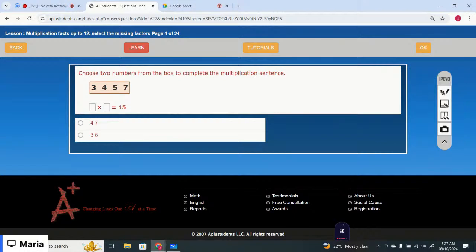Choose two numbers from the box to complete the multiplication sentence. Which two numbers have the product 15, which is the correct option?